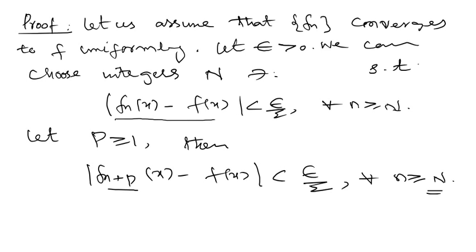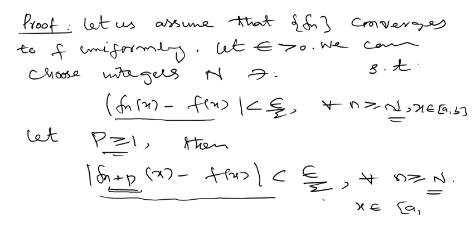So you just apply the definition of uniform convergence. Let epsilon be a positive number, then we can choose an integer N such that |f_n(x) - f(x)| is less than epsilon by 2. This is the definition of uniform convergence. Now let p be greater or equal to 1, then this will also hold, because the condition is that the subscript should be greater or equal to N, and n is greater or equal to N and p is greater or equal to 1, so n plus p is obviously greater or equal to N. You also have to write, for all n greater or equal to N and x belongs to the interval ab.